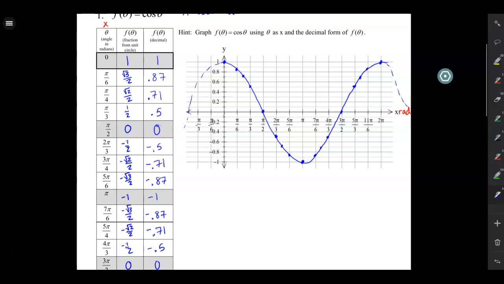And it's going to look like a wave, because if you think about it, if you're getting your values from the unit circle, you're just going to keep looping around and around that unit circle. So you're going to keep repeating the exact same y values as you go.